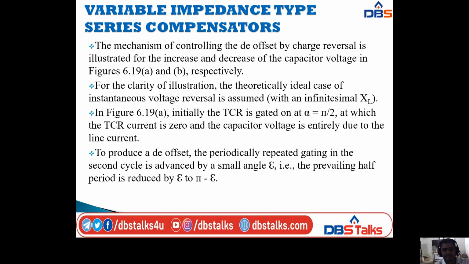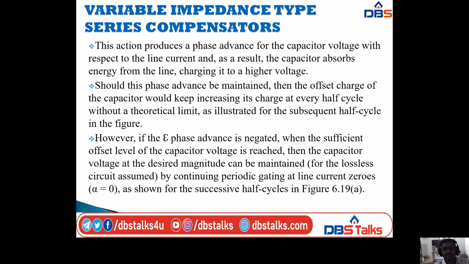So this action produces a phase advance for the capacitor voltage with respect to the line current, and as a result the capacitor absorbs energy from the line, charging to a higher voltage. Should this phase advance be maintained, then the offset charge of the capacitor would keep increasing at every half cycle without theoretical limit, as usually for the subsequent half cycle in the diagram, that is this one.